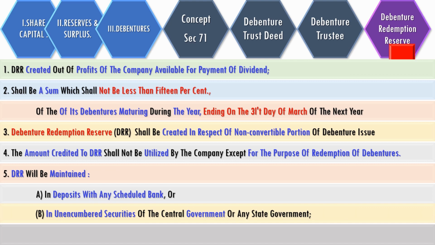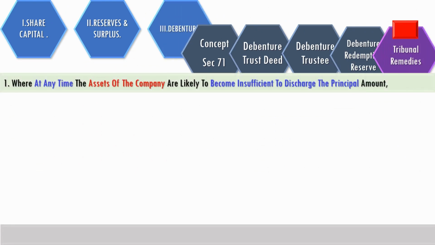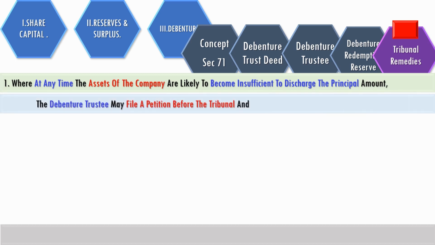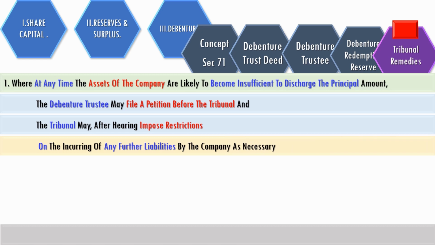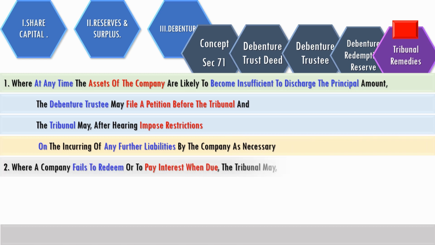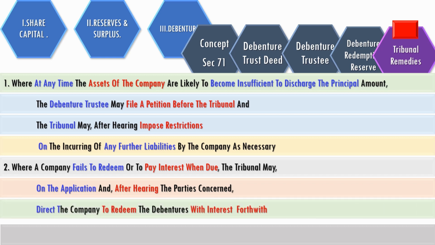Tribunal helps whenever the assets of the company are likely to become insufficient to discharge the principal. The debenture trustee may file a petition before the tribunal, which after hearing may impose restrictions on incurring of any further liabilities by the company as felt necessary. Where a company fails to redeem or pay interest when due, the tribunal may on application and after hearing direct the company to redeem the debentures with interest forthwith.